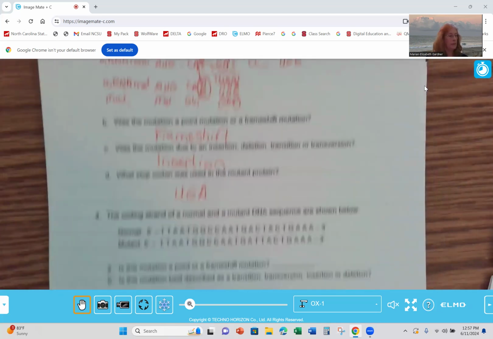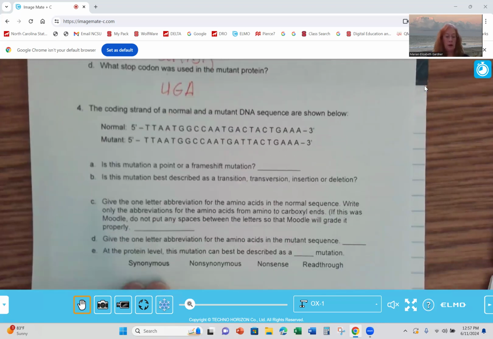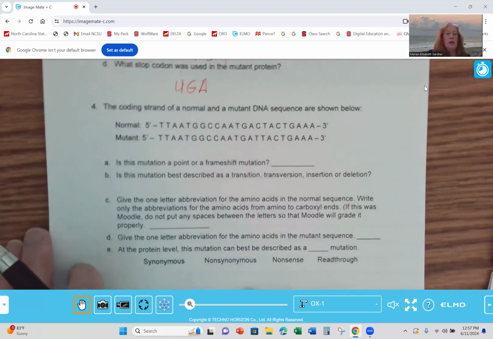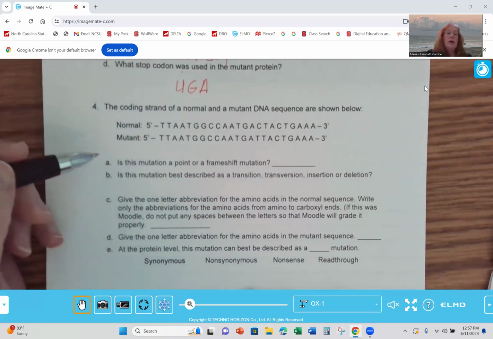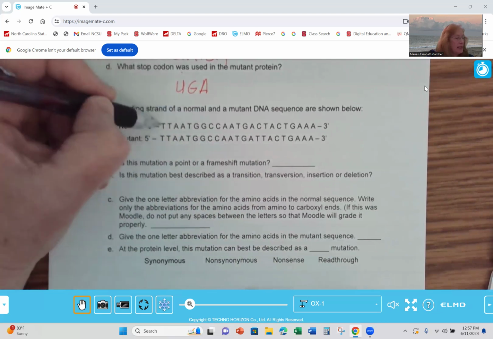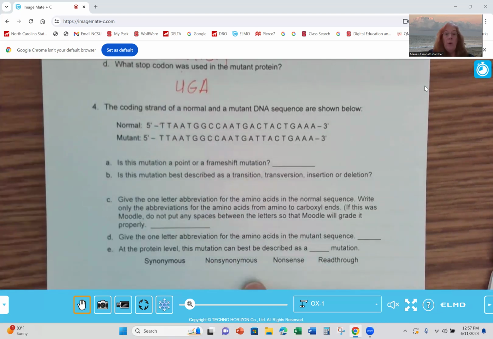Okay. Let's look at this next one. The coding strands of a normal and a mutant sequence are both shown here. So both of these are the coding strands, which means we can mentally think of these as RNAs by changing the T's to U's. And then we want to figure out where the change is and describe this as either a point or a frame shift mutation and what changed.